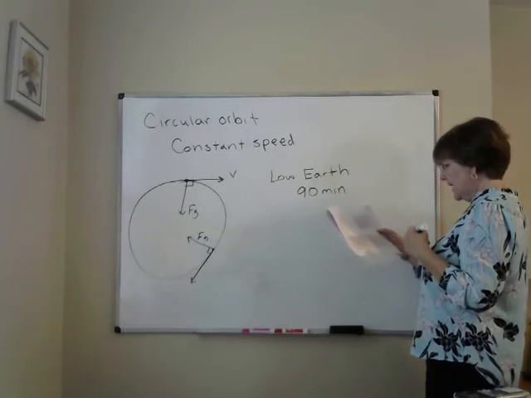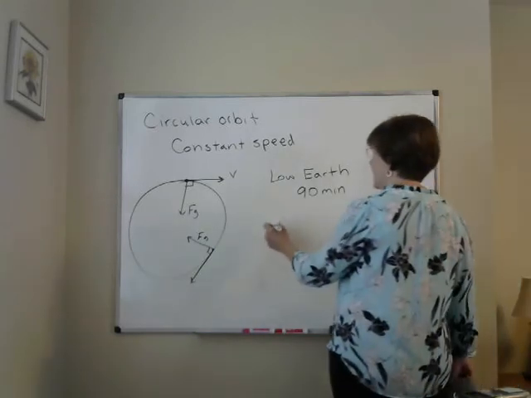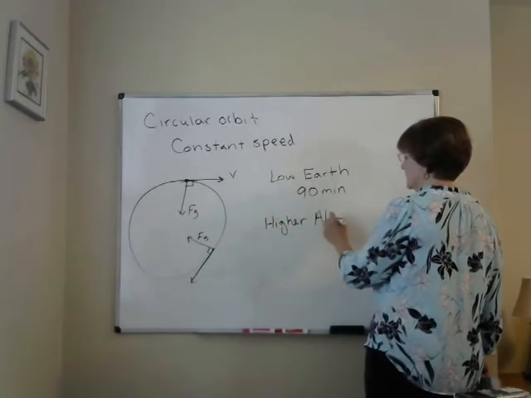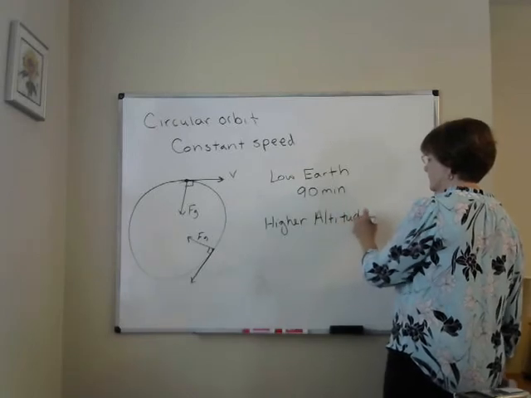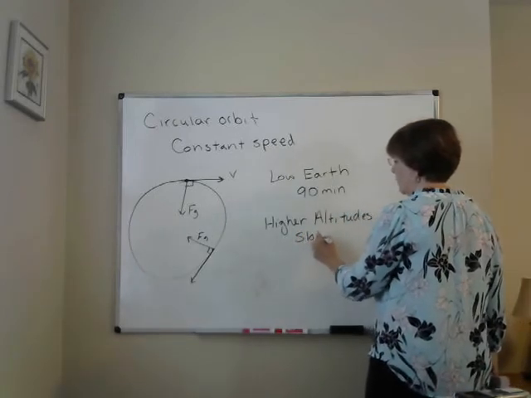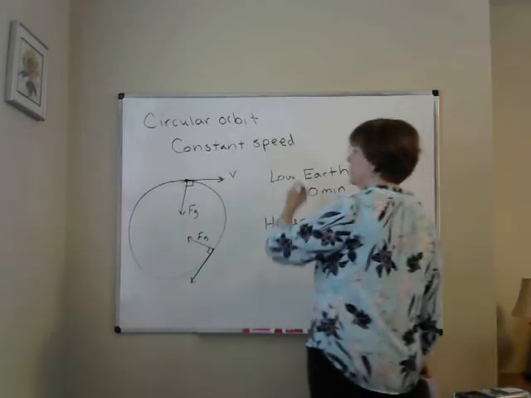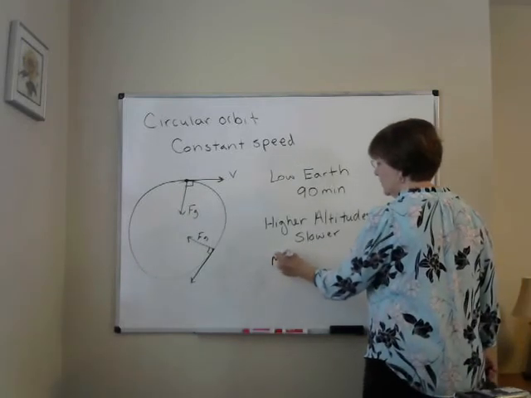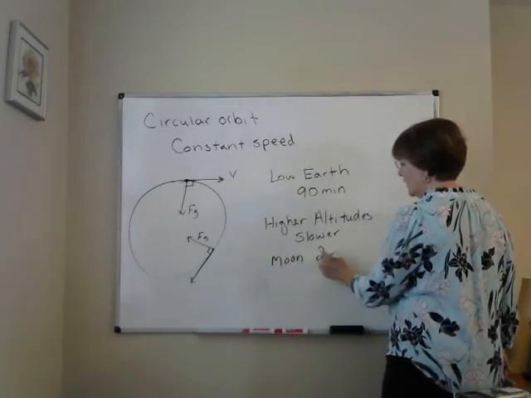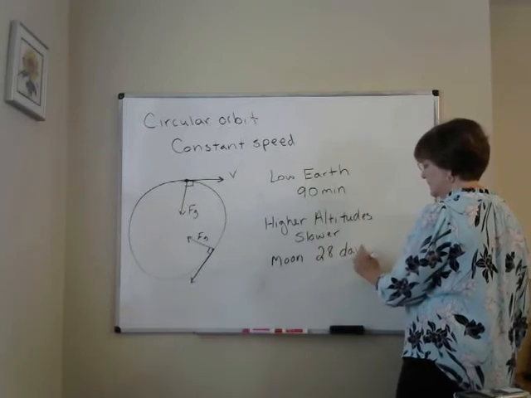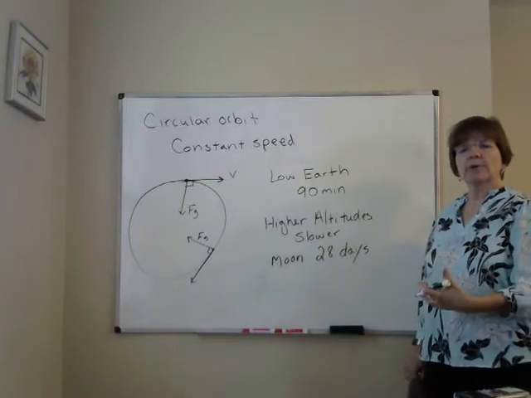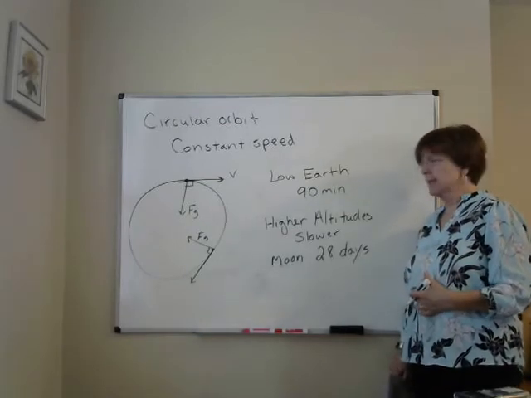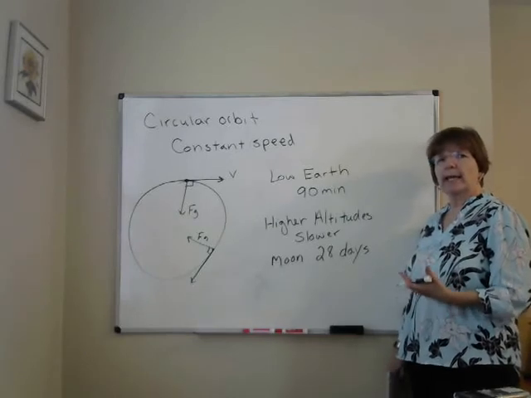The moon, however, is actually going much slower. At higher altitudes, you can go slower. For one thing, when you're at a higher altitude, you're making a much, much larger circle. The moon, we know, orbits with a period of about 28 days. The period is the time for a complete orbit. So the period of the International Space Station is about 90 minutes. The period of the moon is about 28 days.